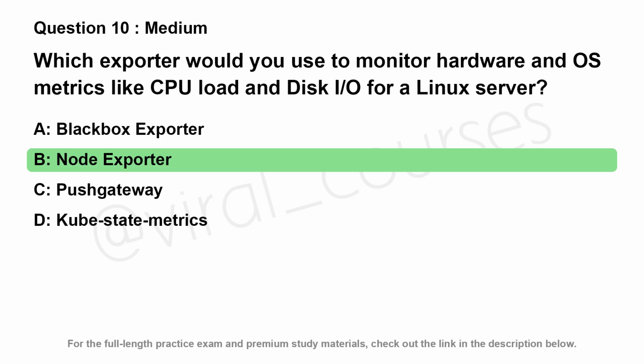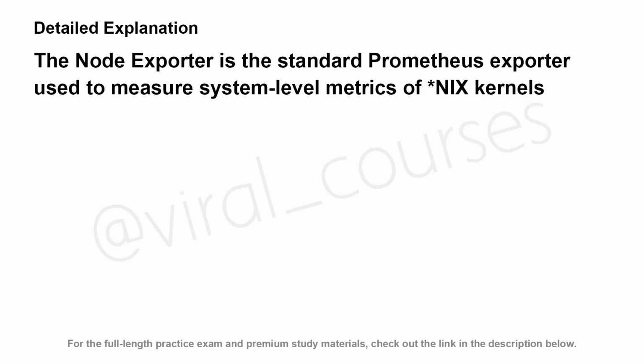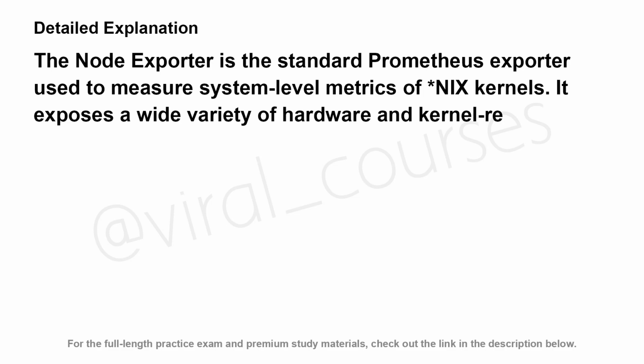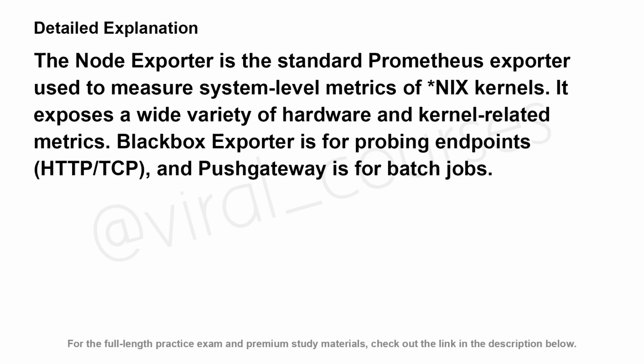The correct answer is B. The Node Exporter is the standard Prometheus exporter used to measure system-level metrics of NICs and kernels. It exposes a wide variety of hardware and kernel-related metrics. Blackbox Exporter is for probing endpoints, HTTP, TCP, and Pushgateway is for batch jobs.